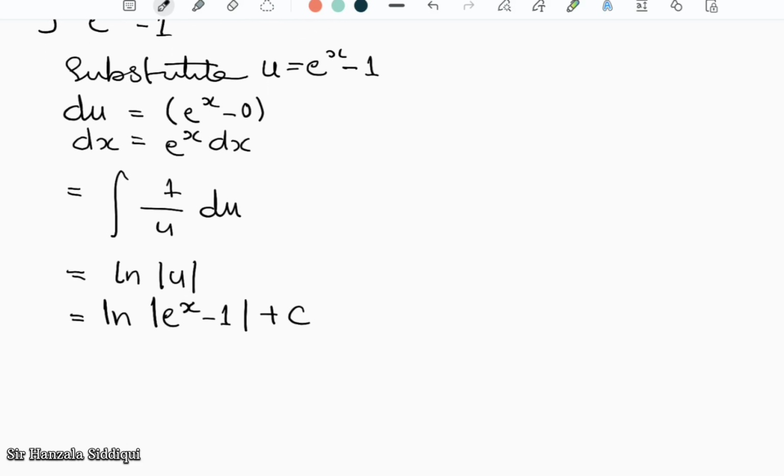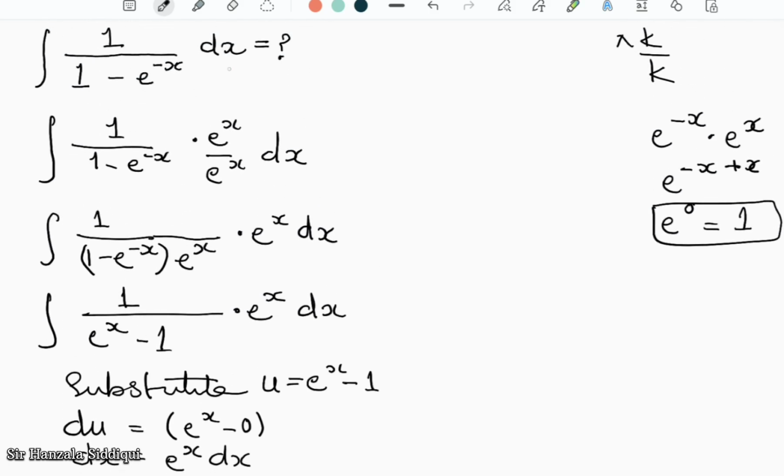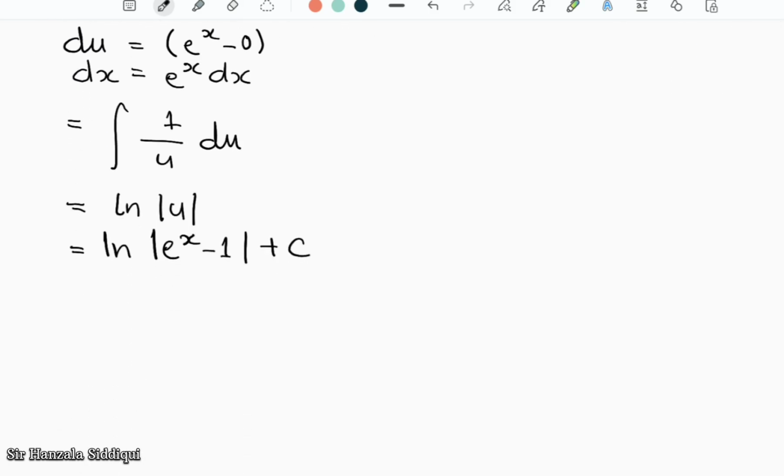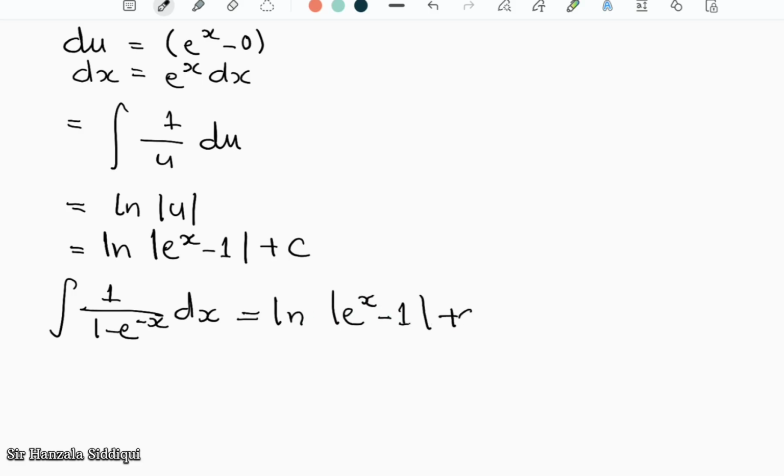So now we write the answer to the question. The integral of 1 over 1 minus e to the negative x dx equals ln of e to the x minus 1 plus c. Okay, so basically this is the answer.